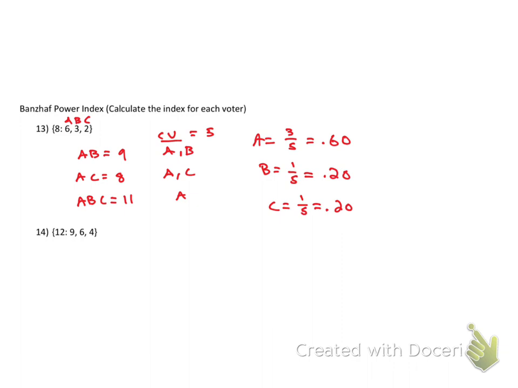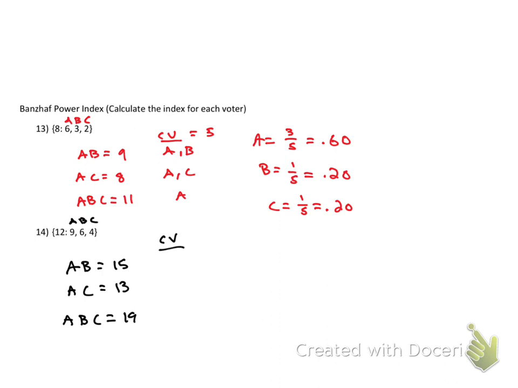Okay. 14's not on your sheet. I'm going to do another one anyways, just so you have this on here. So again, here we'd have A, B, C. A and B would be a winning coalition. A and C would be a winning coalition. And then A, B, C would be a winning coalition. So this is going to be very similar.